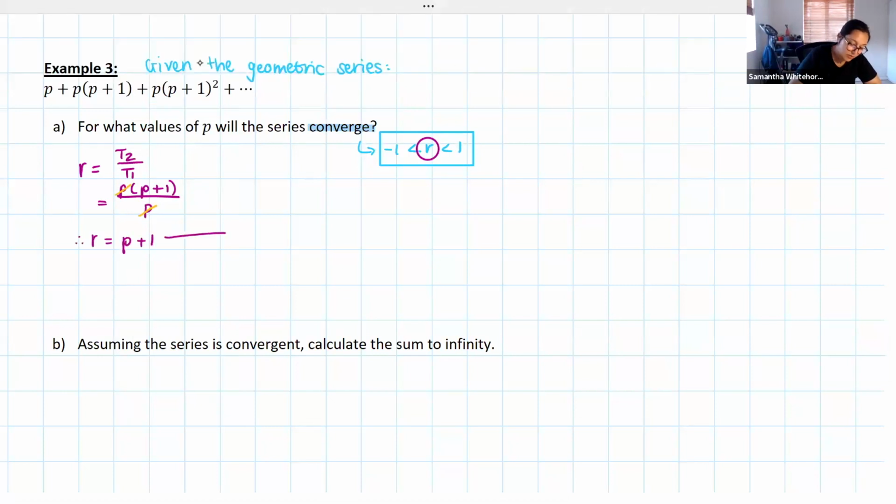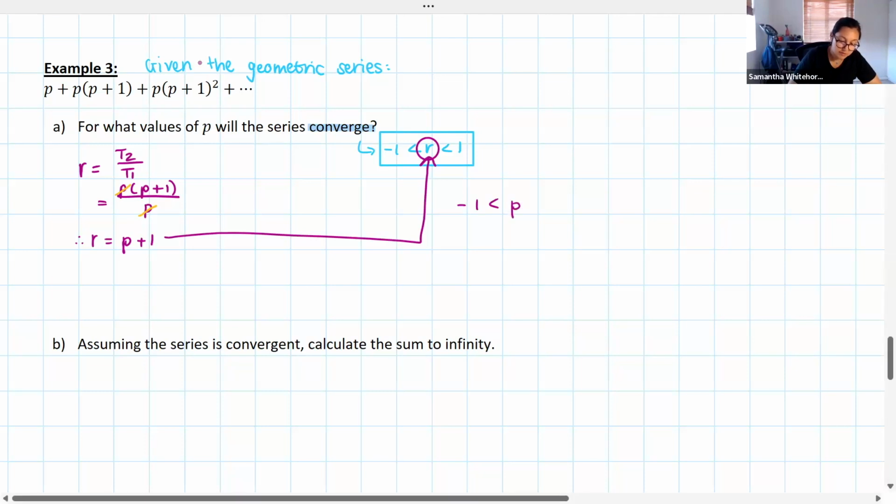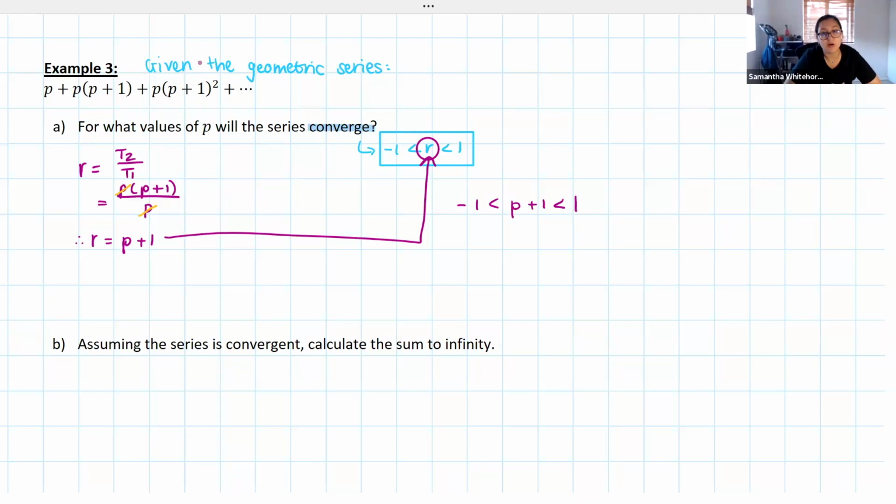And now that I know what this R value is, I can just substitute it into my inequality and solve for my values of P. So I will have minus 1 is less than P plus 1, which is less than 1. I know what R is. Yes, it's in terms of P, but I have an R value. By substituting it in, it allows me to solve for what values of P.